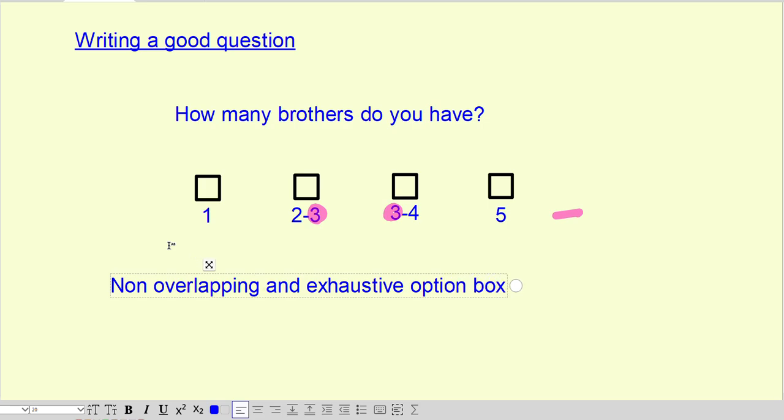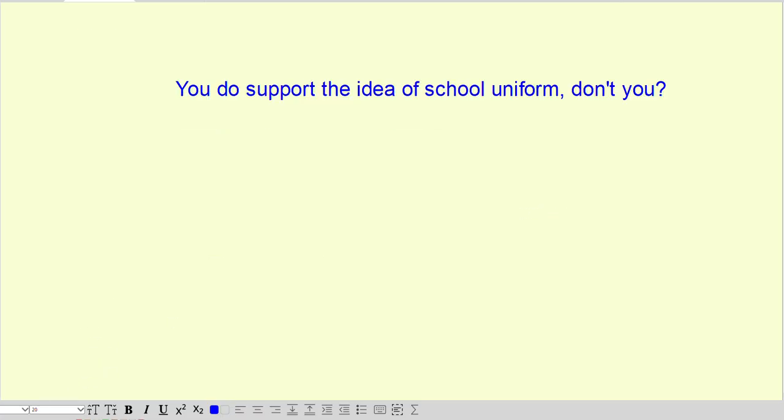Option boxes. So just looking at the example, if you had 3 brothers, you would be unsure which box you're putting them in. You could not just choose. Your data wouldn't be very accurate. And then also there's nothing for if you had more than 5 brothers. Okay, so that's the problem with that one.